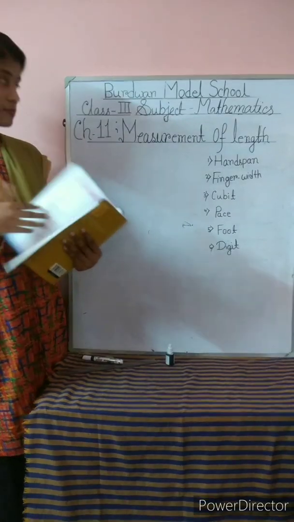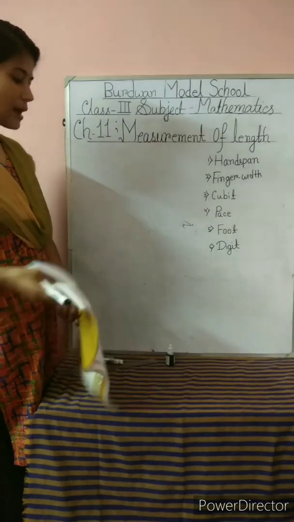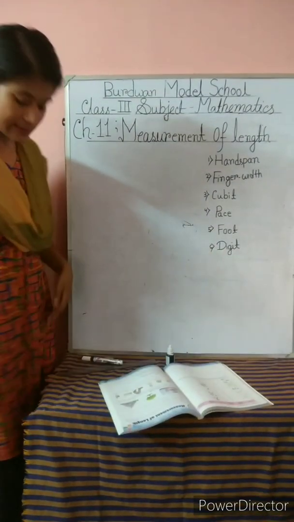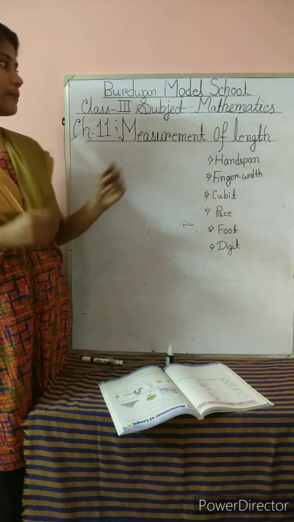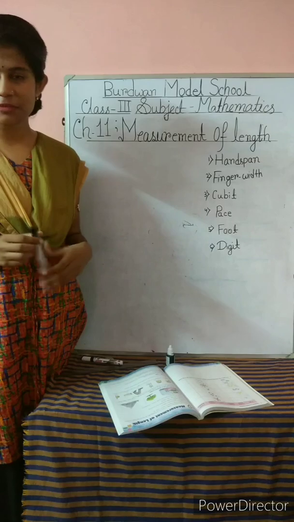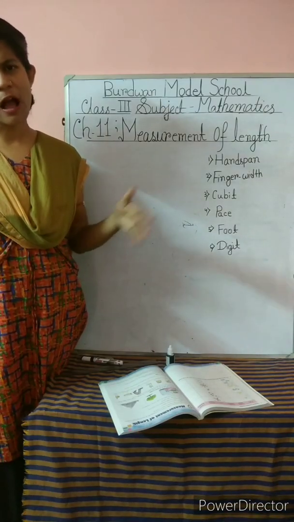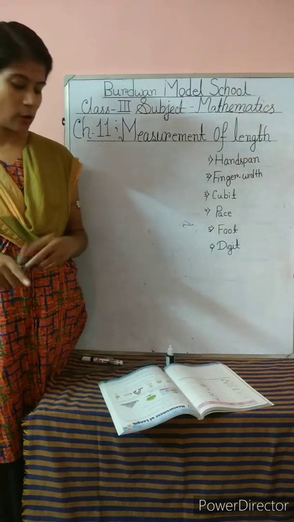Chapter number is 11 and page number is 175. Now, students, what is the name of the chapter? Measurement of length. Length means how long or how short. How much short or how much long.